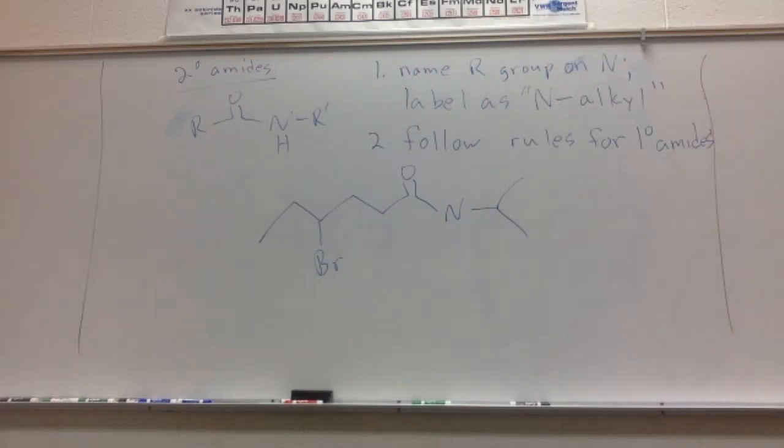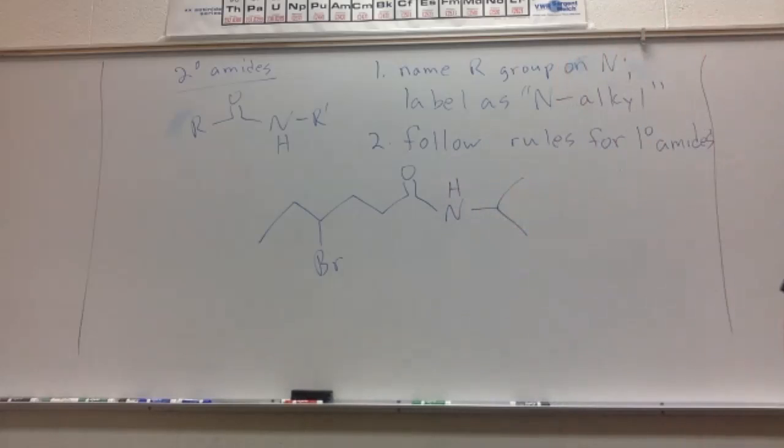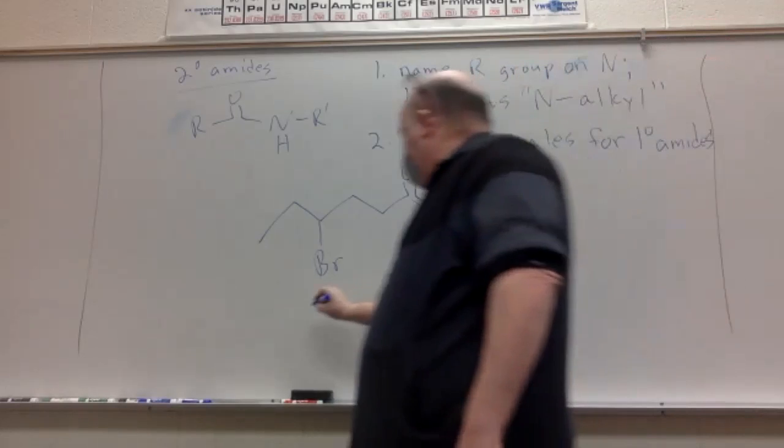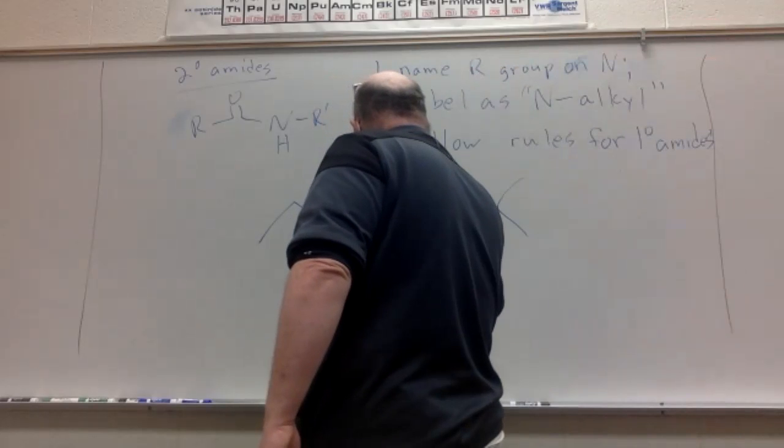Take a look at this guy right here. This is a good example of a secondary amide. All right. So according to our process here, what's the first thing we want to write down? What's that, Marissa? N-isopropyl. Yeah, you see on the nitrogen, you have an isopropyl group. So that's going to be N-isopropyl.